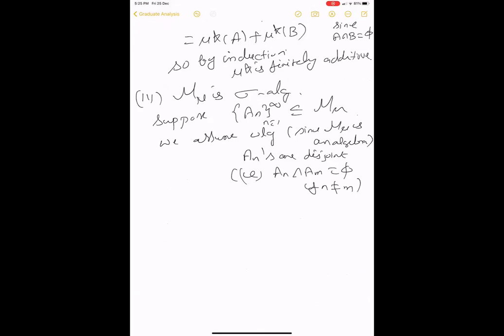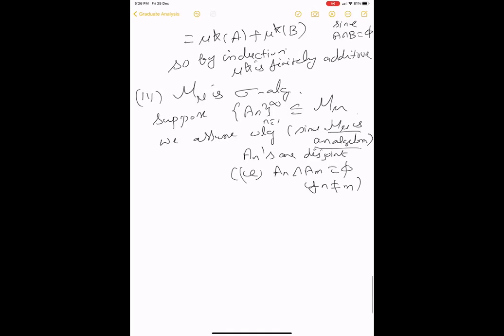So why can we assume that? That's because finite unions are there. Since mu is an algebra, if A1 and A2 are there, then you can replace A1, A2 by A1 and A2 minus A1. A2 minus A1 is A2 intersection A1 complement. Since it's an algebra, the complement is there, the union is there, finite union is there, because intersection is there. That's why, because mu is an algebra, we can assume without loss of generality that the A_n's are disjoint. So please verify this. This is a very easy verification, which I have said orally. I'm not writing it.